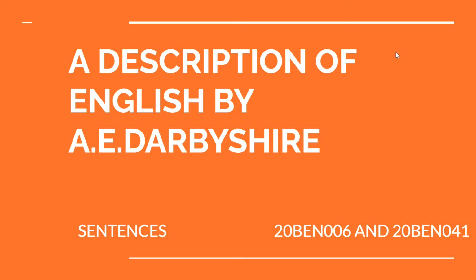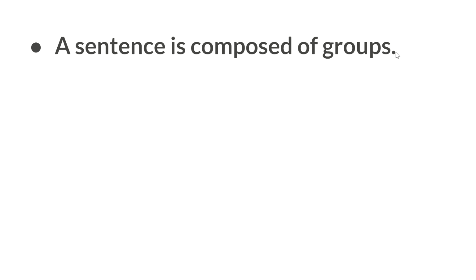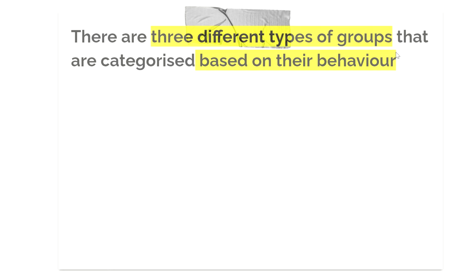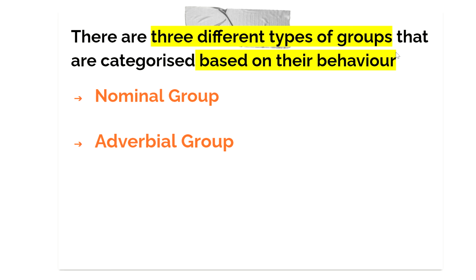Derbyshire. Before we define what a sentence is, let us look into its components, its groups, and mainly how the structuring differs according to certain characteristics. Keep in mind that a sentence is composed of groups and that every sentence will have at least one group, although most sentences can have four. Now, there are three kinds of groups that are classified according to their behavior. They are nominal group, adverbial group, and verbal group.